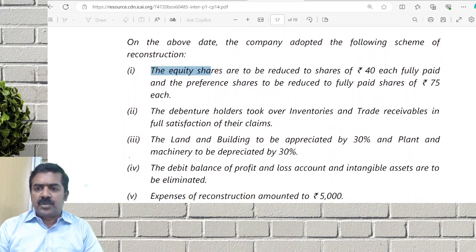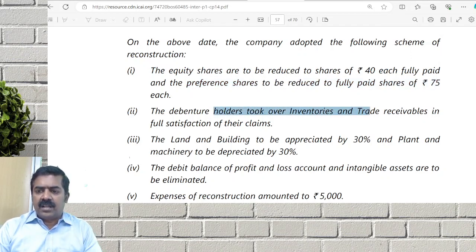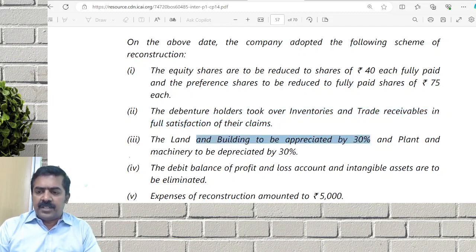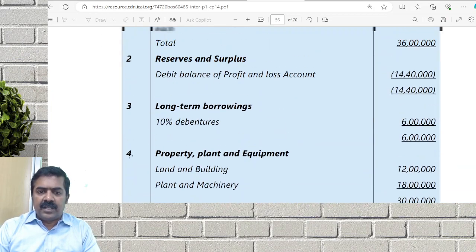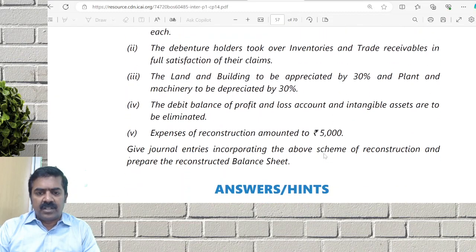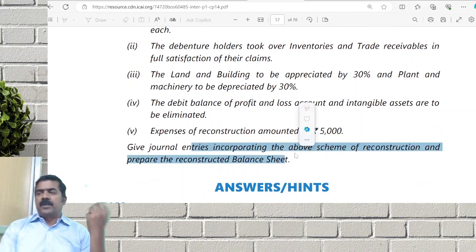Equity shares are reduced to what? 40 each. Preference shares are reduced to what? 75 each. Debenture holders took over the inventories and trade receivable in full satisfaction of their claim. Land and building appreciated by 30%, plant and machinery depreciated by what? 30%. Debit balance in P&L account to be eliminated. Intangible assets also to be eliminated. So in this question, they ask you to eliminate which one? Goodwill also. Even this goodwill, they ask you to write off. Expense on reconstruction is given. Pass journal entry and prepare the balance sheet.